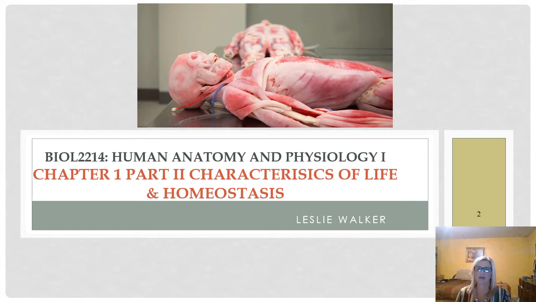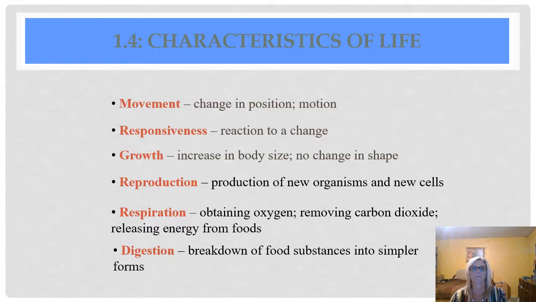So we're now going to look at the different characteristics that define life and homeostasis and look at what homeostasis is. So movement, responsiveness, growth, reproduction, respiration, and digestion. These are the 6 different characteristics of life. You need to know this list and what they are, and you need to understand what they are.